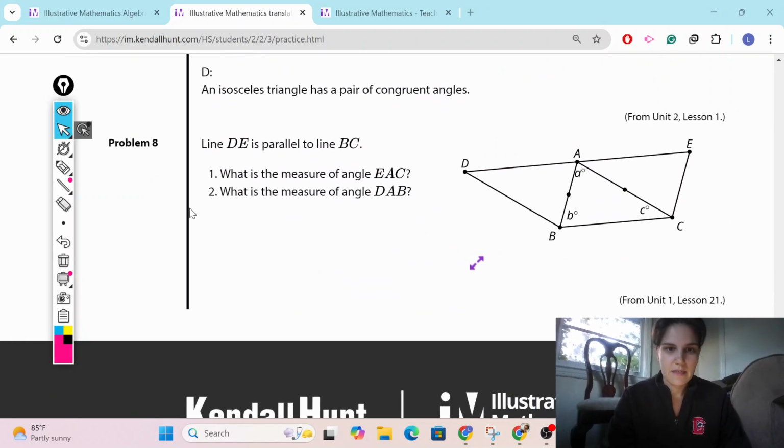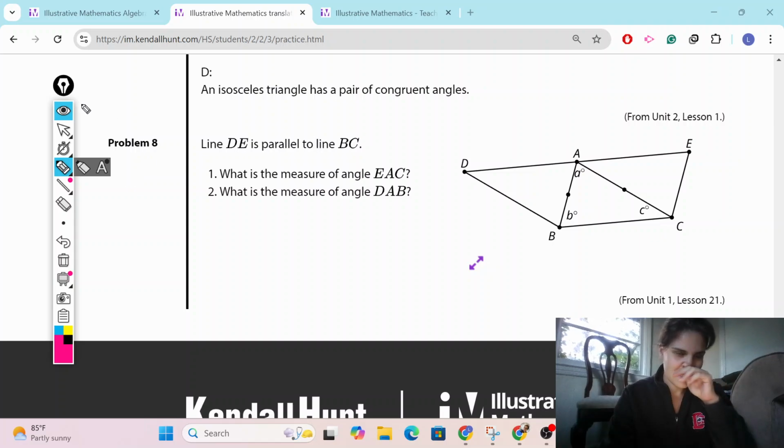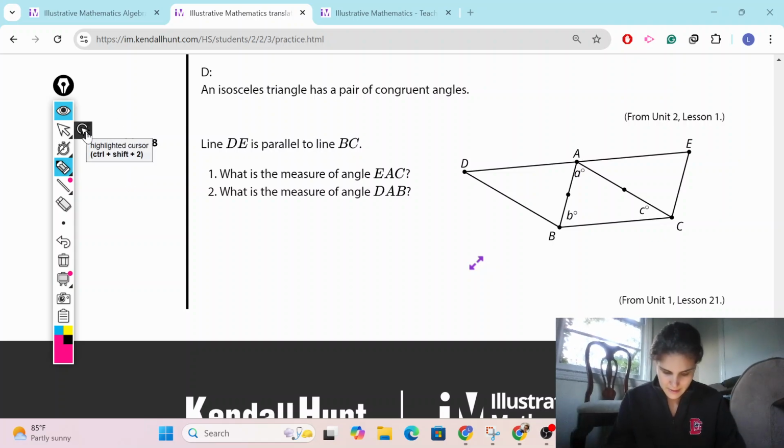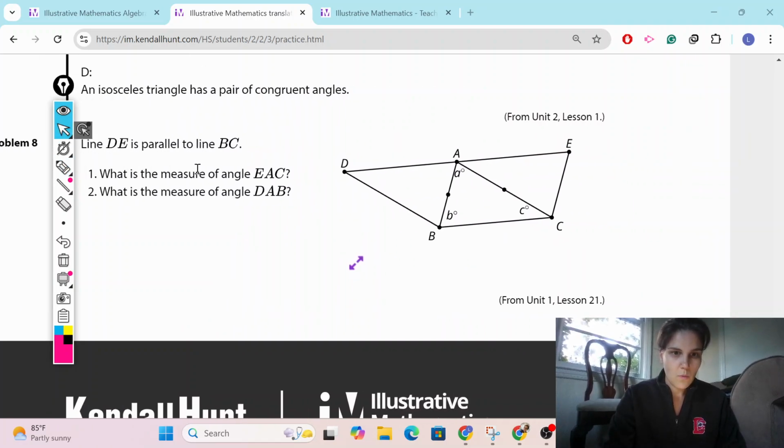Problem number 8. One of these parallel line questions. I love these. Line DE is parallel to line BC. Let me move over a little bit. What is the measure of angle EAC? What is the measure of angle DAB?